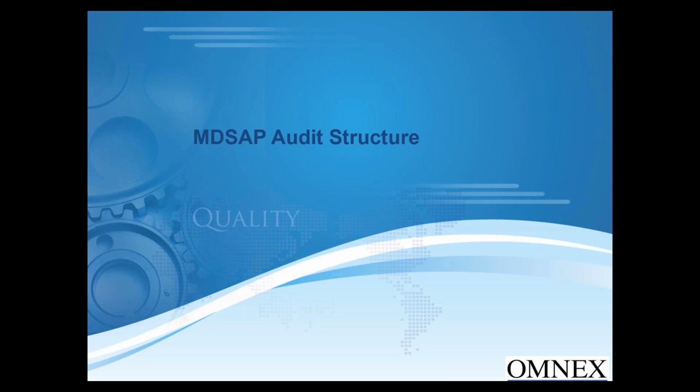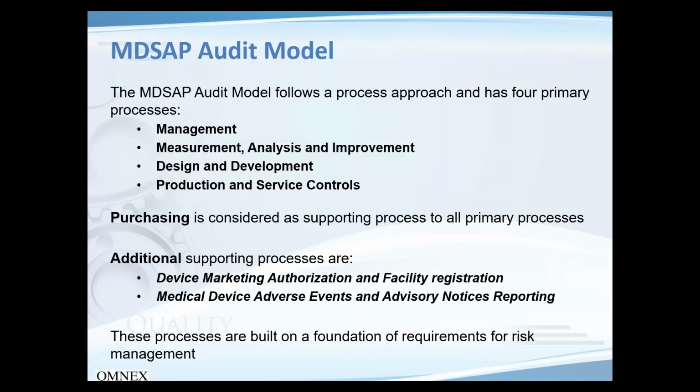Now we're looking into how this is done. What is the structure of an MDSAP audit model? The audit model follows a process approach and has determined 4 primary processes, which are the management processes, measurement analysis and improvement processes, design and development processes, and production and service control processes. Purchasing is the other process that is accepted as one of them.